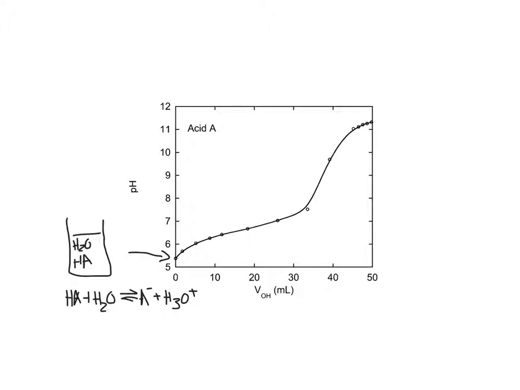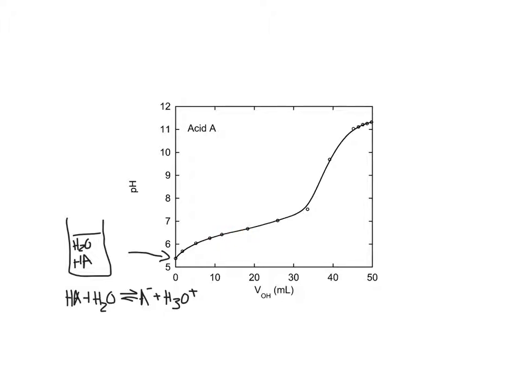As we begin to add sodium hydroxide, that sodium hydroxide is going to react with the H3O+ or react with the HA. You can think of it either way. If it reacts with the HA, it's going to remove HA from this solution, and it's going to form more A-. If we think about the OH- as reacting with the H3O+, then it's going to remove H3O+ from this solution, and Le Chatelier's principle says we need to make more A-. In either case, we're removing H3O+ from solution, and so our pH begins to increase.